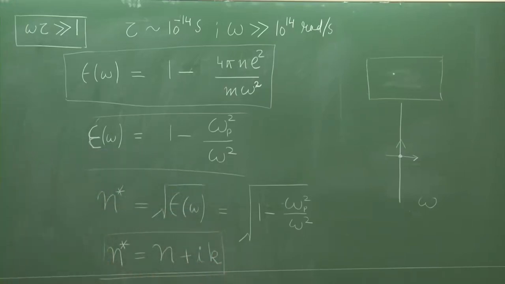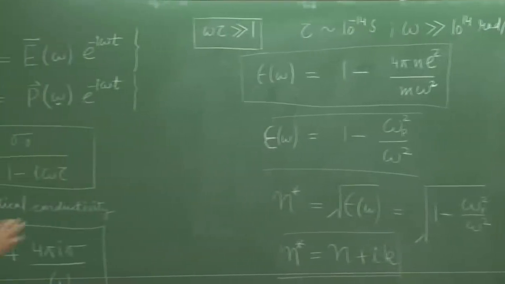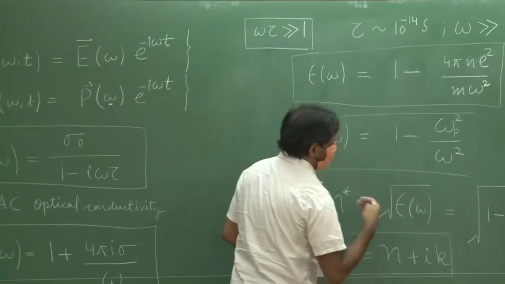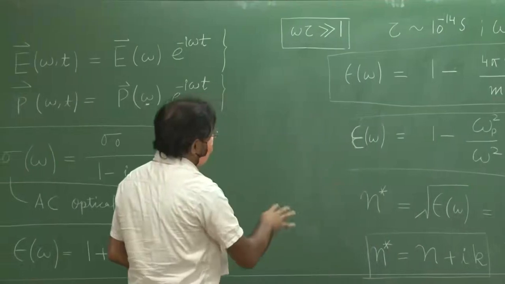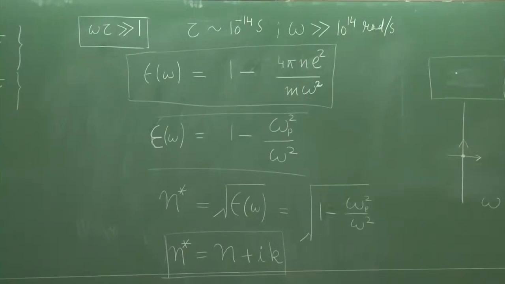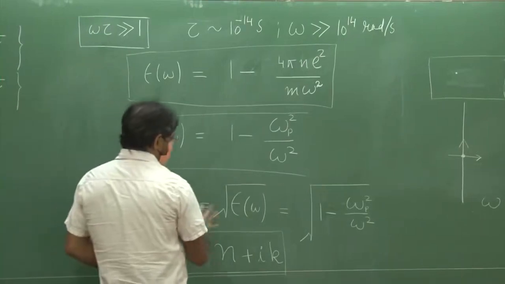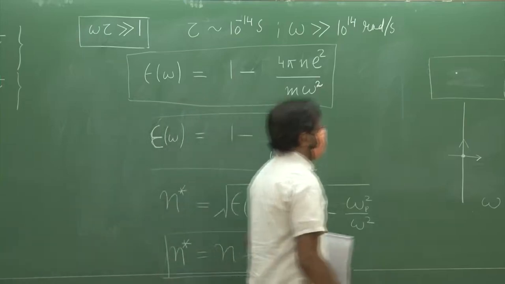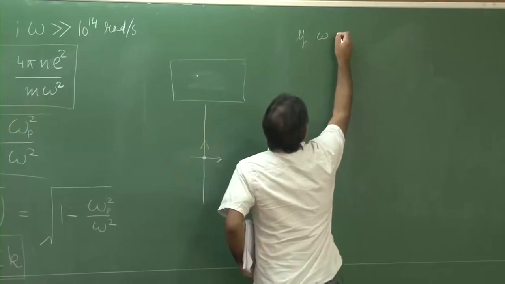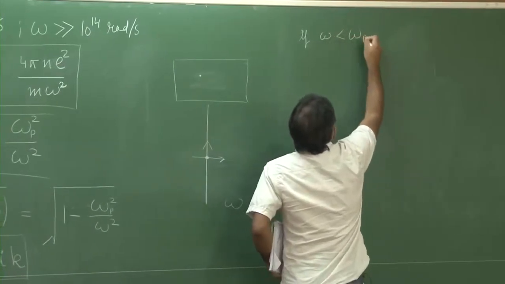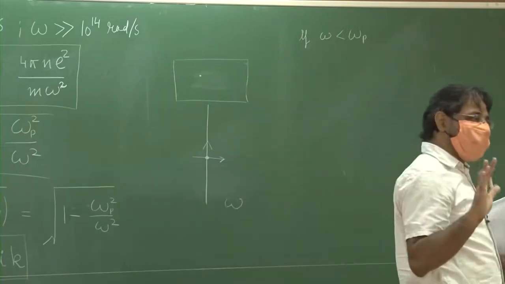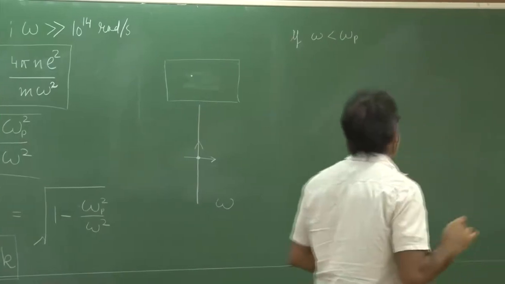In general, if I break it into real part and imaginary part and do a more proper job of it, I will show you the real and the imaginary part. But here, I took a shortcut and said that n star is this, and if omega happens to be less than omega p, we don't know really at this moment what omega p is, but don't worry, I'm going to make it very clear to you what omega p is. Just be with me for 2 minutes.